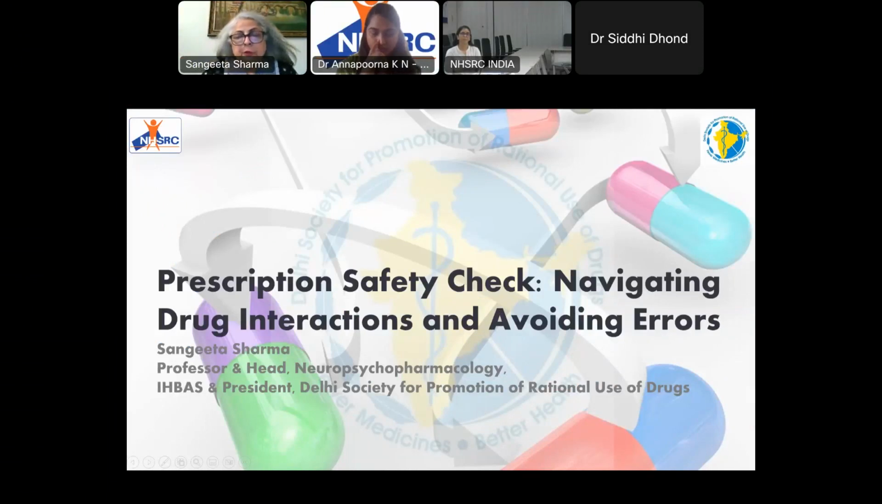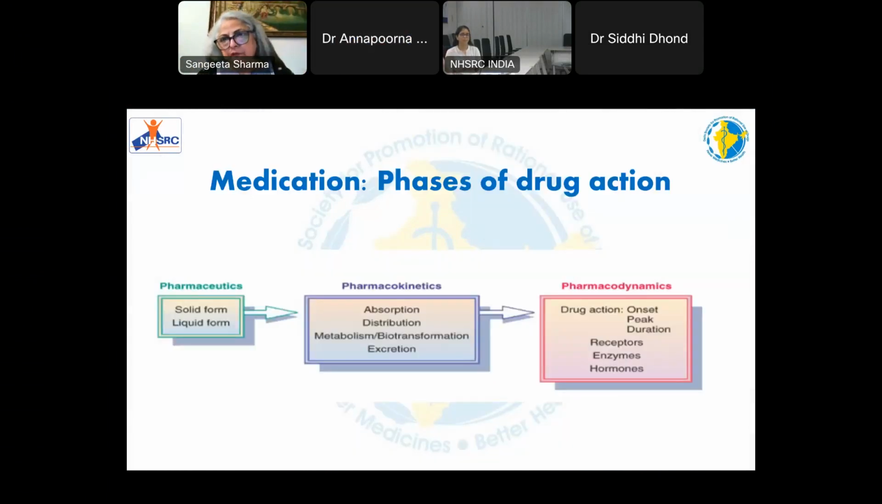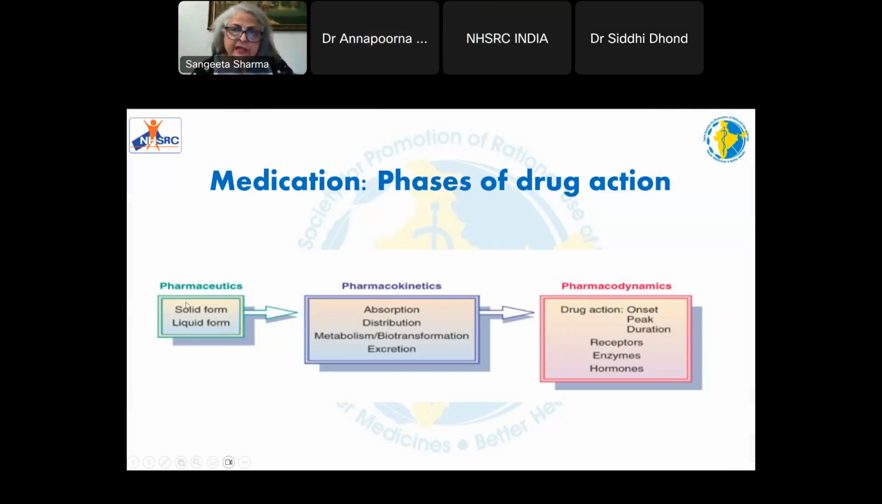Today we will be navigating these drug interactions and how we avoid errors because of them. There are three phases of drug action where things can go wrong. One is pharmaceutics, the dosage form of the drug itself, which may be responsible for something. Then pharmacokinetics, which is what the body does to the drug: how it is absorbed, distributed, metabolized, and excreted. And then pharmacodynamics, which is what the drug does to the body.